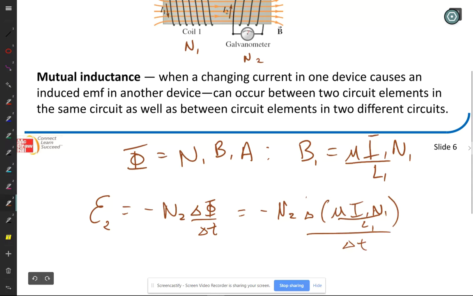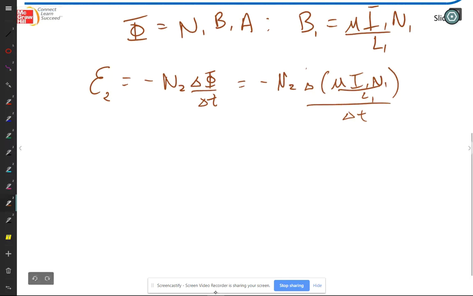Well, the number of turns and the length aren't going to be changing with time. Neither is mu, my permeability. So this comes out to be minus mu N1, N2 over L1. Oh, I forgot area. Area. Change in current 1 over change in time.